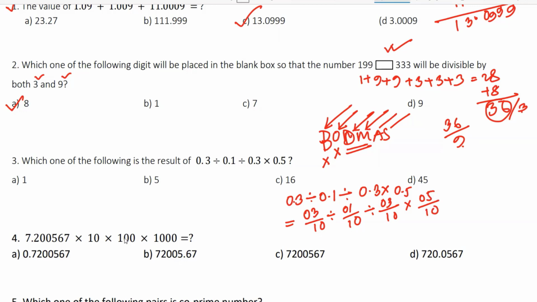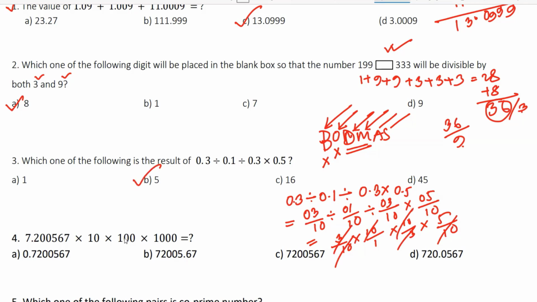Next step, convert divide into multiply: 3 by 10 multiply 10 by 1 multiply 10 by 3 multiply 5 by 10. When we convert divide into multiply, the divisor will be inverted: the numerator will be the denominator and the denominator will be the numerator. Now cancel 10 by 10, 3 by 3, 10 by 10. The answer is 5.